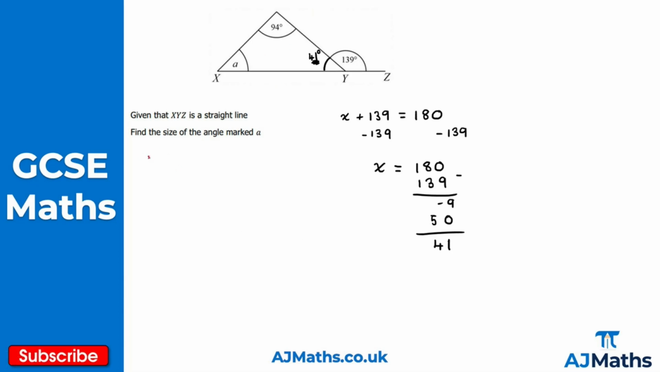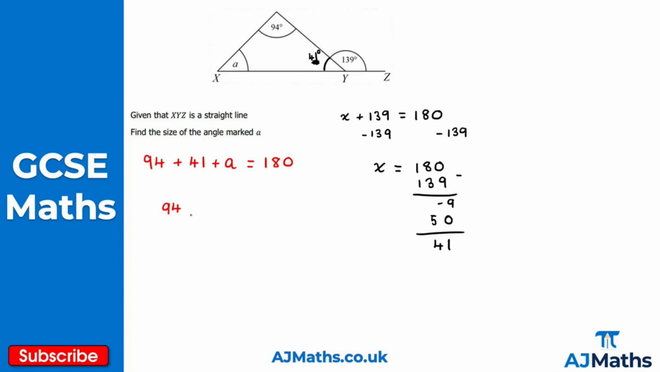We've got 94 plus 41 plus A, this angle A, must be equal to 180 degrees. And all I want to do now is just solve for A here. So 94 plus 41, what would that give me here? I'll just use column addition.